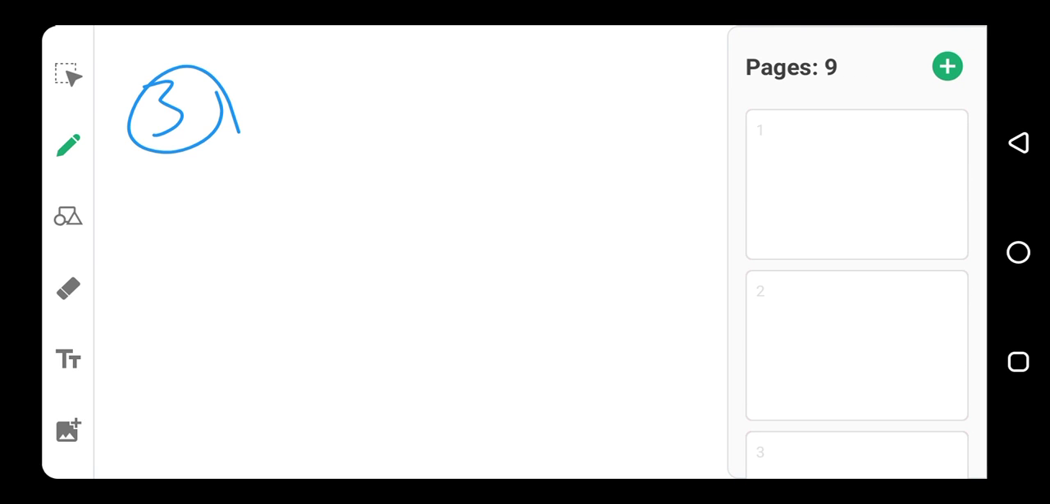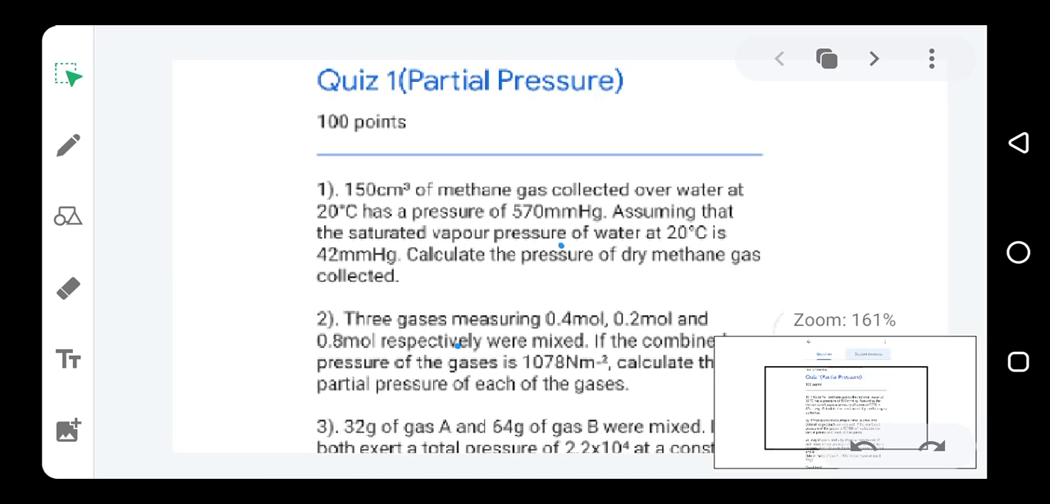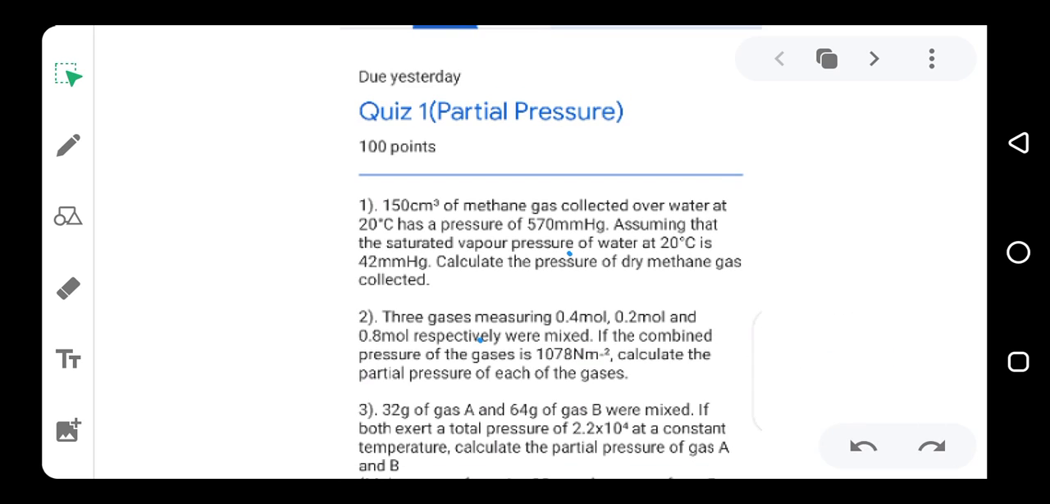Now question number 3. In question number 3, we have 32 grams of gas A and 64 grams of gas B were mixed. If both exert a total pressure of 2.2 times 10 raised to power 4, this should be millimeter mercury as a unit, at a constant temperature, calculate the partial pressure of gas A and gas B.